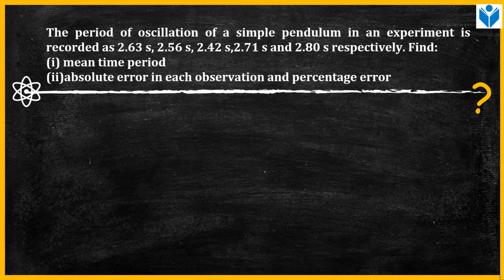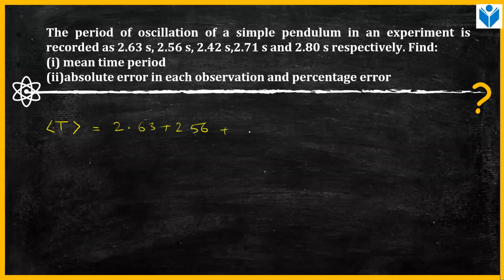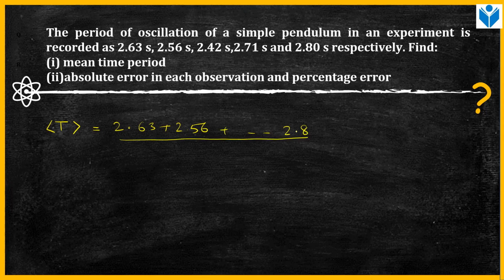So how are we supposed to do this? As you can see, we just need to calculate it. Yes or no? Yes, sir. The mean time period, or the true time period, will be the average value. Yes or no? So it will be 2.63 plus 2.56 plus 2.42 and up till 2.8, divided by the number of observations.